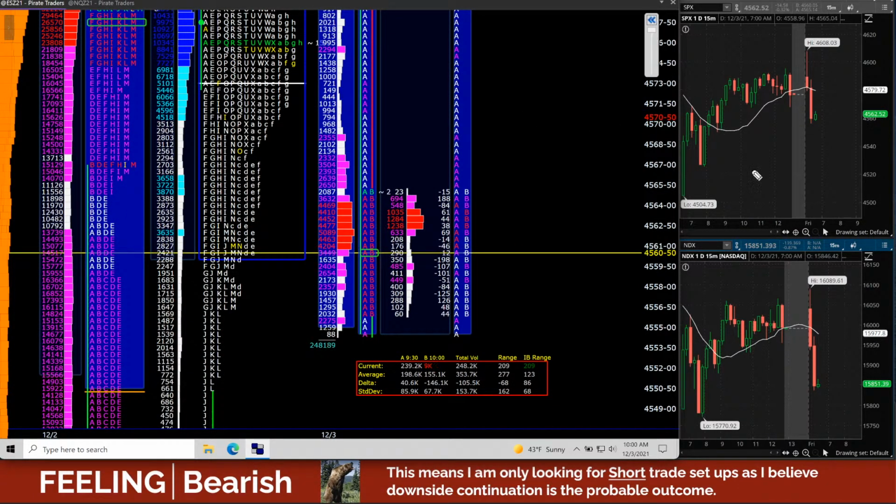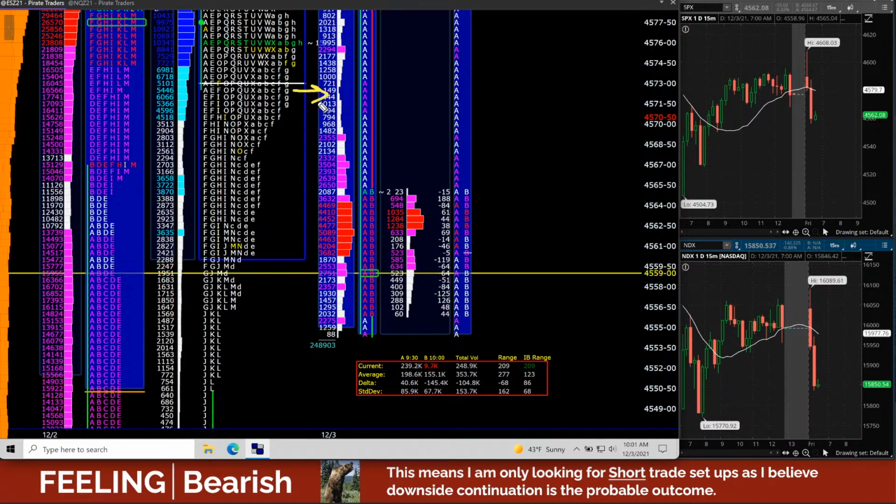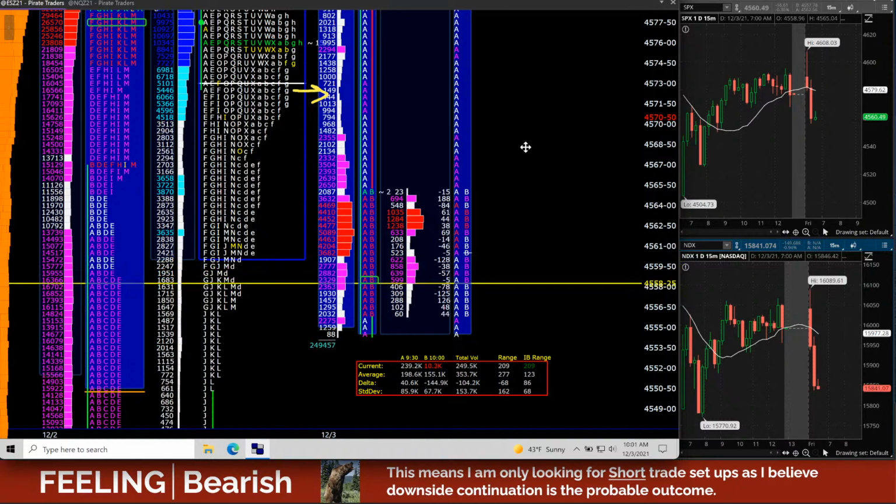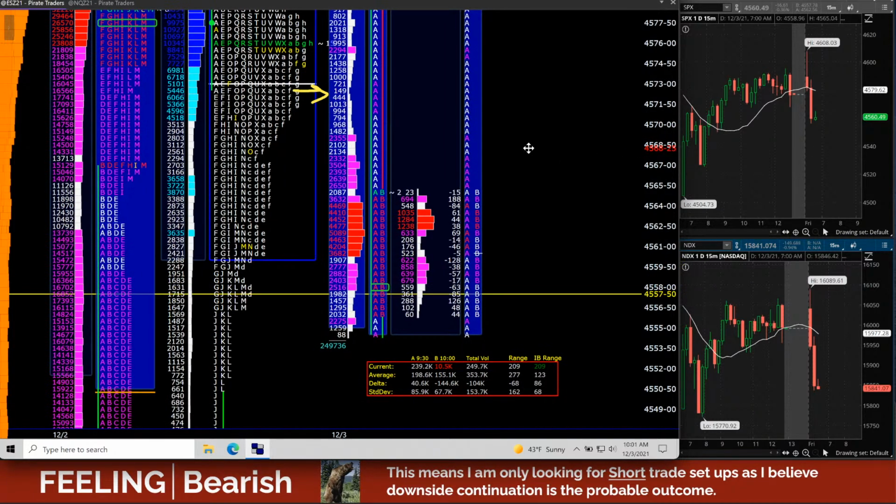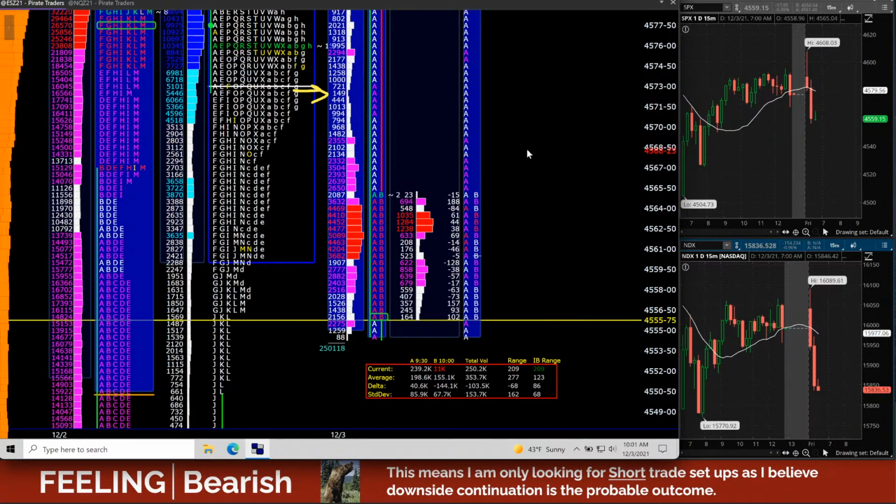I don't think we're going to get there now, but there is a level with only 150 contracts that will need to be backfilled at some point today. Or not today, at some point in the future. But it doesn't look like we're going to get back up there right now.